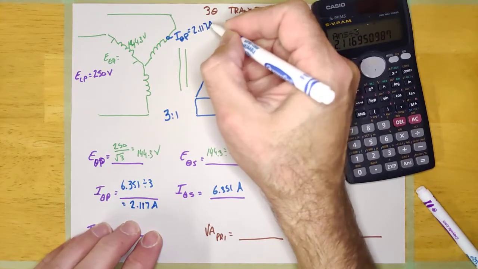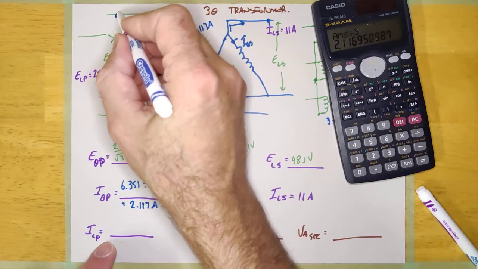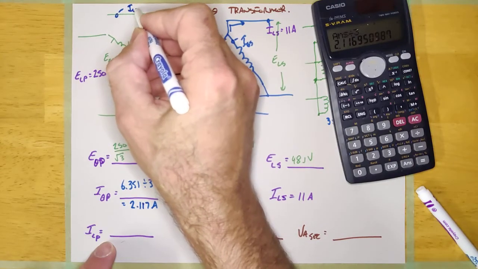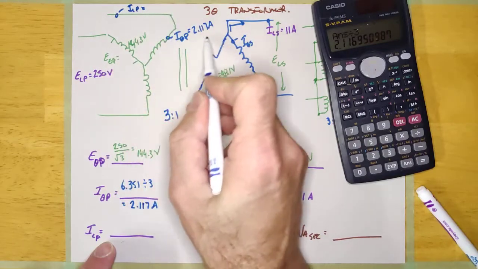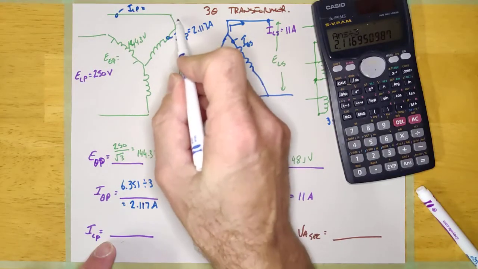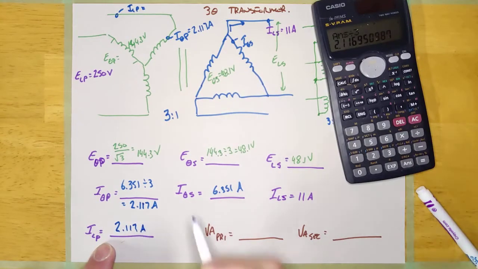Okay, so that's that current right there, 2.117 amps. Okay, and then the last current I want to calculate is I line primary, which is that current right there. I line primary, okay? And is it going to be more, equal to, or less than 2.117? Equals, okay? 2.117 amps. Equals because it's all in series. All right, guys? So that's how it's done.